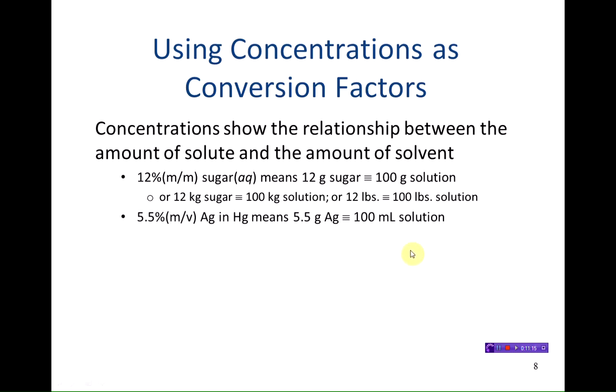Now, a 5.5% mass by volume silver in mercury means that there are 5.5 grams of silver in 100 mL of solution. So that volume means the volume of the solution, and the M means the mass of the solute, so the mass of the silver. Now, a 22% volume by volume alcohol in aqueous solution means that there are 22 mL of ethanol in 100 mL of solution.